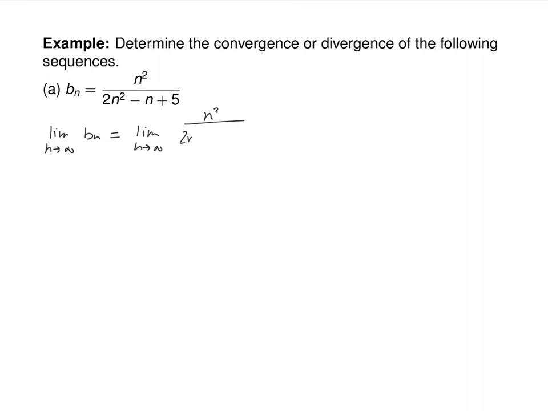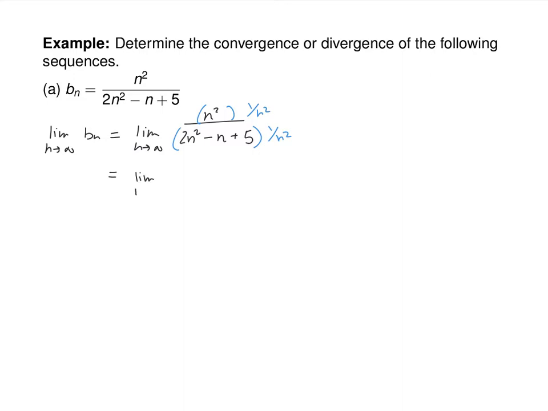If this limit goes to a specific number, we'll say that our sequence converges, and if it goes to infinity or fails to go to one place, as in it bounces around between negative 1 and 1, then we'll say that it diverges. So here, when you have a ratio of two polynomials, the trick is to divide by the highest common power. In that case, we're going to multiply by 1 over n squared, which is the same as dividing by n squared.